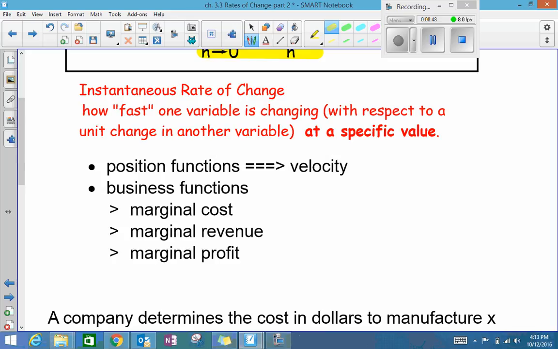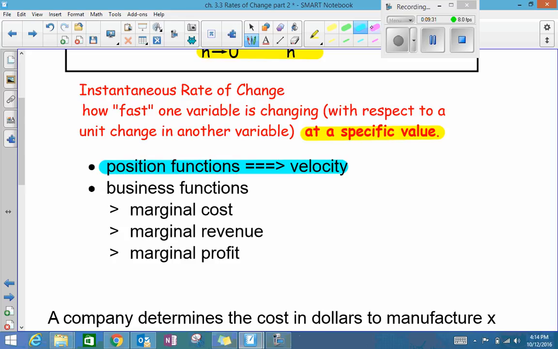If you follow your notes here, it says instantaneous rate of change, again, is how fast one variable is changing with respect to another one at a specific value. That's what makes it different than average rate of change. The terminology we use for this method depends on the type of equation. Last time we applied it to a position function, like a car driving, or a ball bouncing or being thrown. Those are all position functions, so the instantaneous rate of change refers to velocity when you apply that limit.